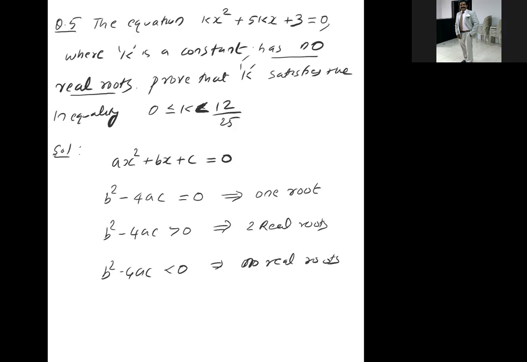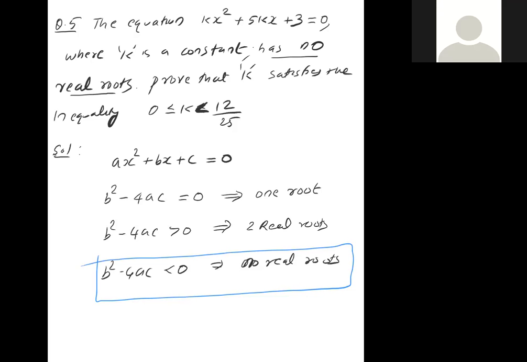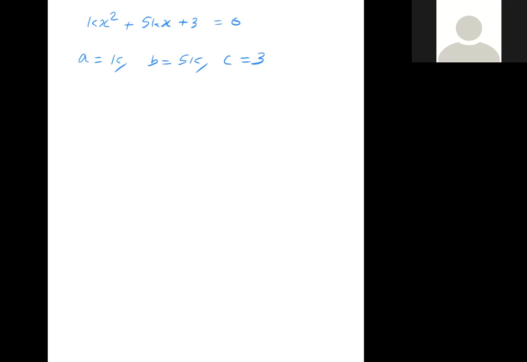So which category falls in our question? B square minus 4ac less than 0, because it is given in this question that it has no real roots. Clear? So the quadratic equation given in this question is kx square plus 5kx plus 3 equal to 0. Comparing with the general expression, we can say that a is equal to k, b is equal to 5k, and c is equal to 3. Any doubt? So what is b square minus 4ac?